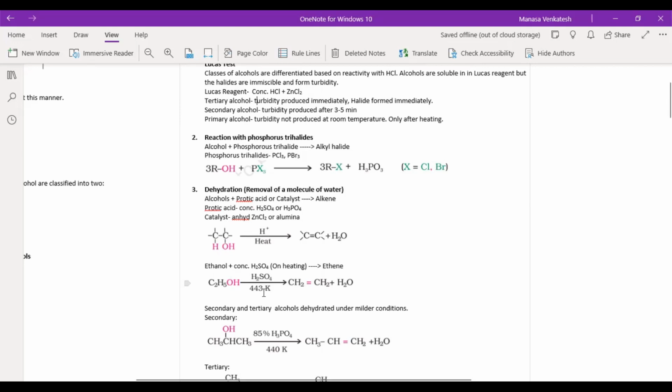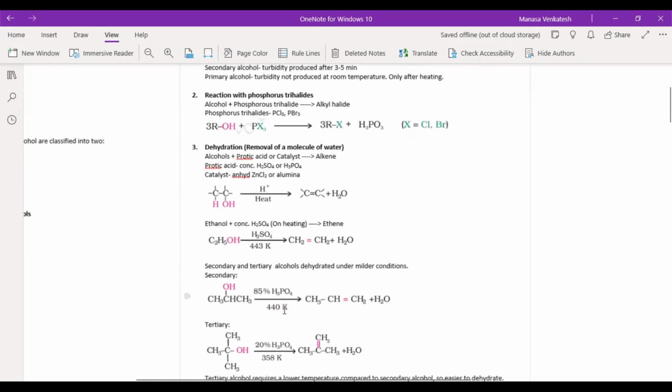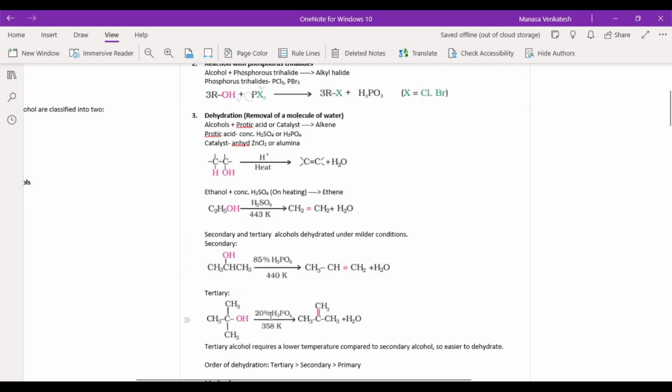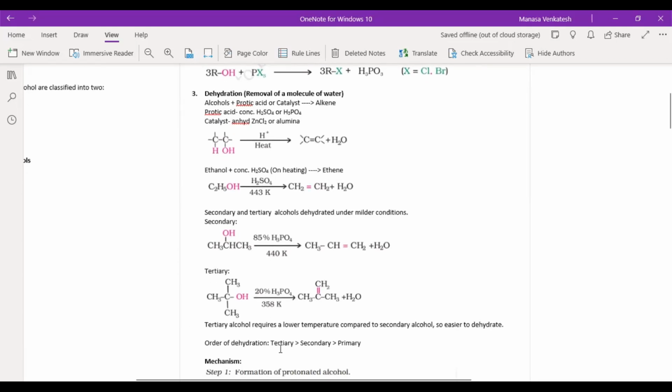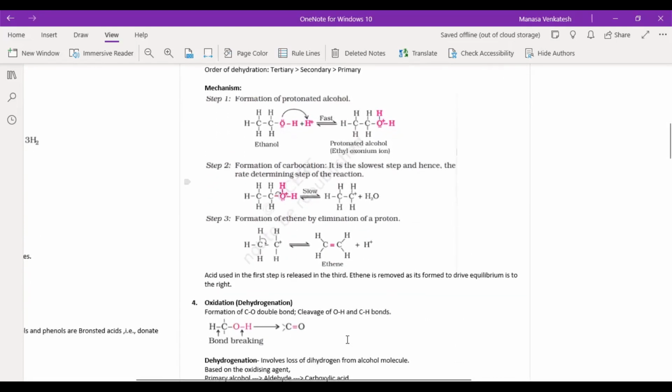Now, secondary and tertiary alcohols are reacted under milder conditions because they're easily getting converted to the respective alkenes. So here you have propanol giving propene, and you have a tertiary alcohol. If you notice, in case of tertiary alcohol, the conditions are much milder compared to primary and secondary alcohols. And this is easier to dehydrate. So the order of dehydration is that it's easier to dehydrate tertiary compared to secondary compared to primary. In the next video, I will be uploading the mechanisms explanation.